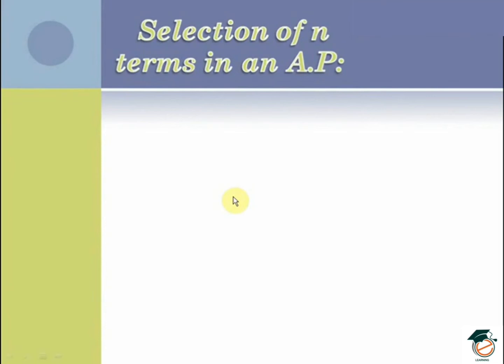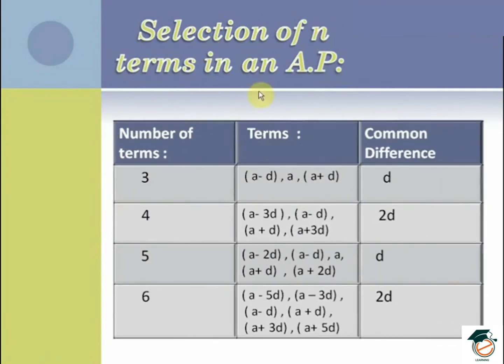Now, selection of n terms in an AP. If we have an AP and we have to select any n terms, then how are we going to select such n terms? This is a table that helps us to select n terms in an AP. If in the problem it has been given 3 terms, then the terms that we could select are a minus d, a and a plus d, if the common difference of this AP is equal to d.